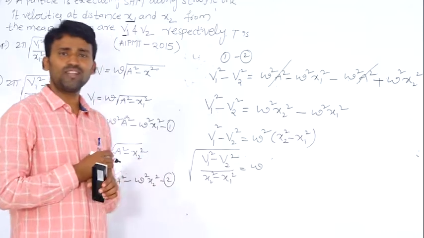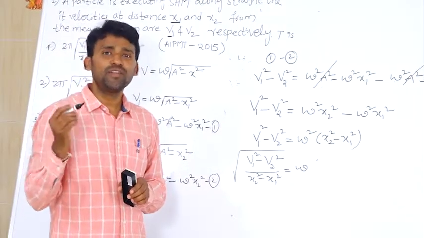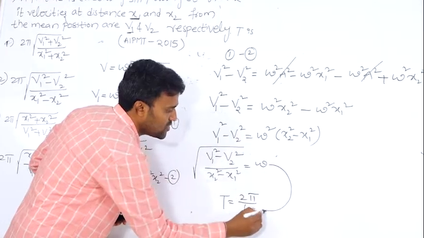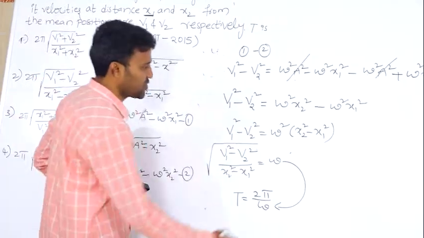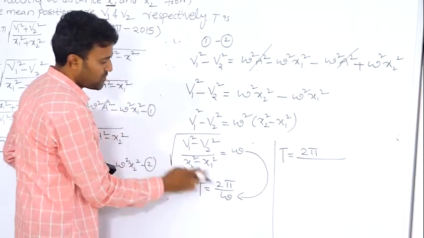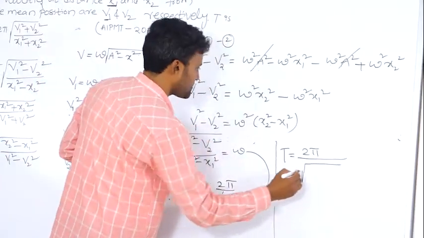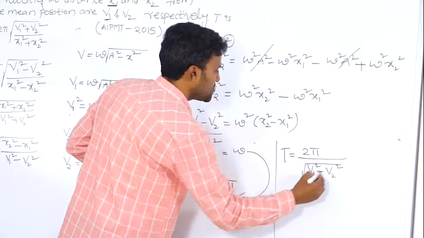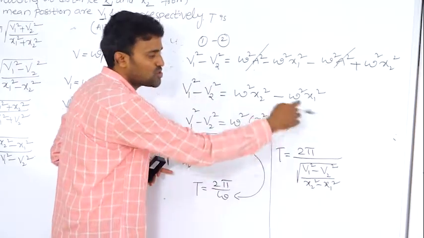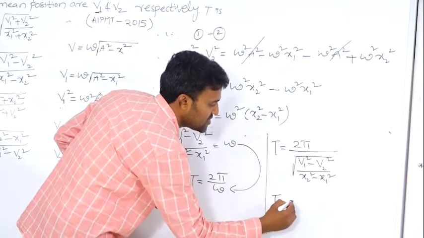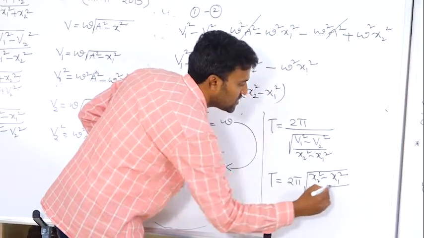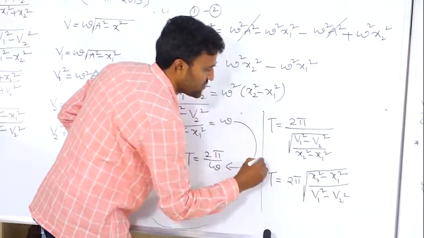Next, omega: what is the formula we have? The relation with time period is known: T = 2 pi by omega. This omega value we have to substitute here. Then we get the final equation. T = 2 pi under root of v1 square minus v2 square divided by x2 square minus x1 square. This is in the denominator, so it goes to the numerator. T = 2 pi under root of (x2 square minus x1 square) whole divided by (v1 square minus v2 square). This is the final equation.